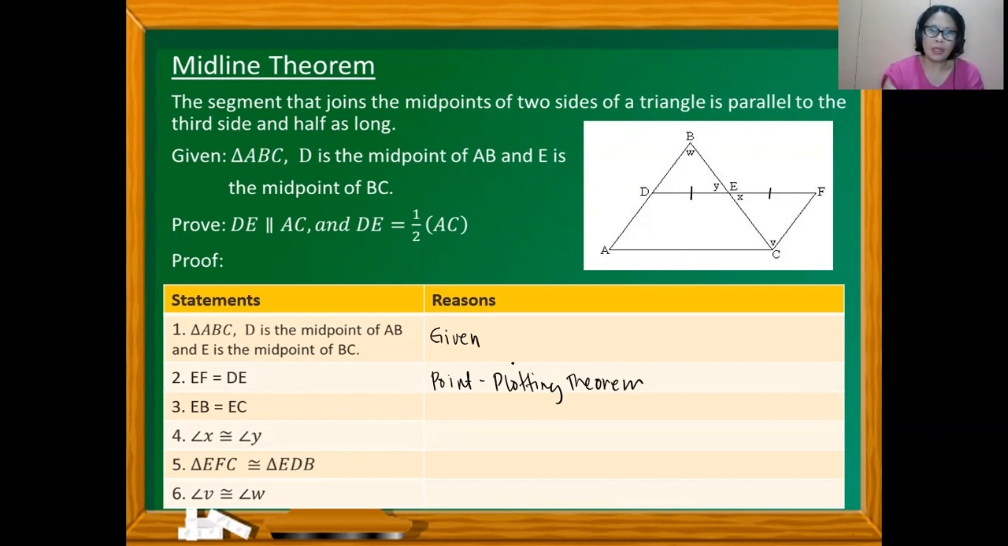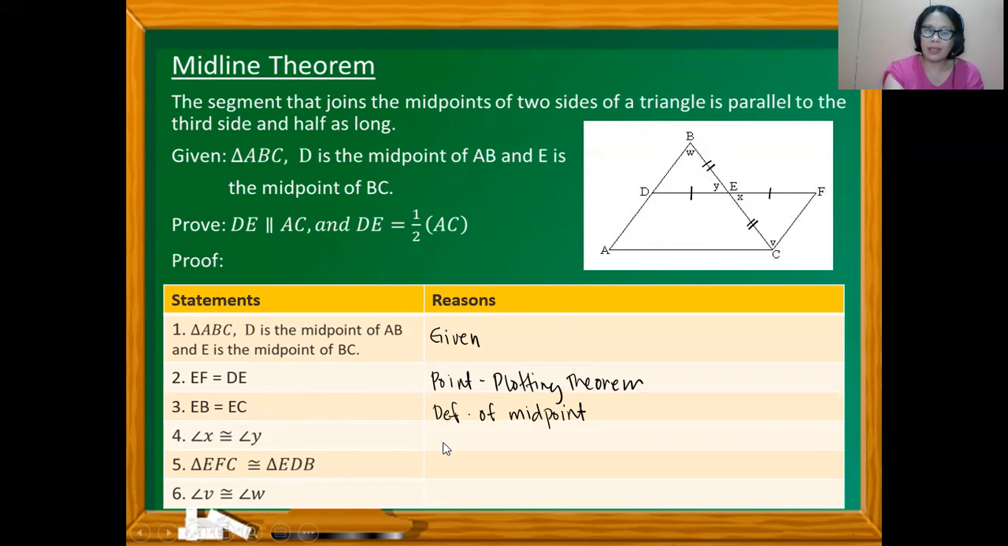Now, EB equals EC, equivalent. Okay, and this is about definition of midpoint. A midpoint, again, divides a line segment into two equal parts. And these are the two equal parts, EB and EC. So this is the midpoint. So this divides BC into two equal parts. That's why EB equals EC.